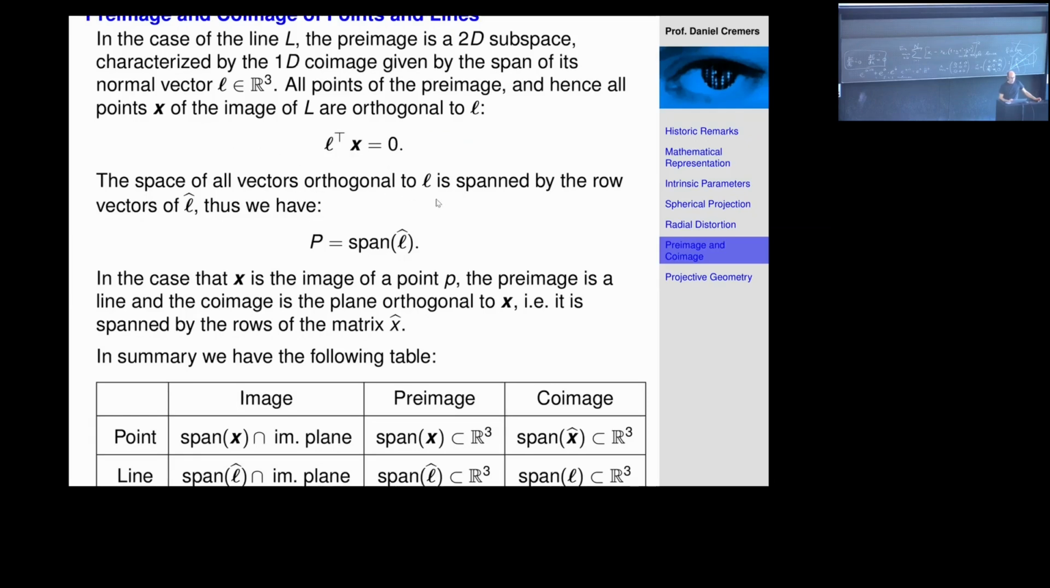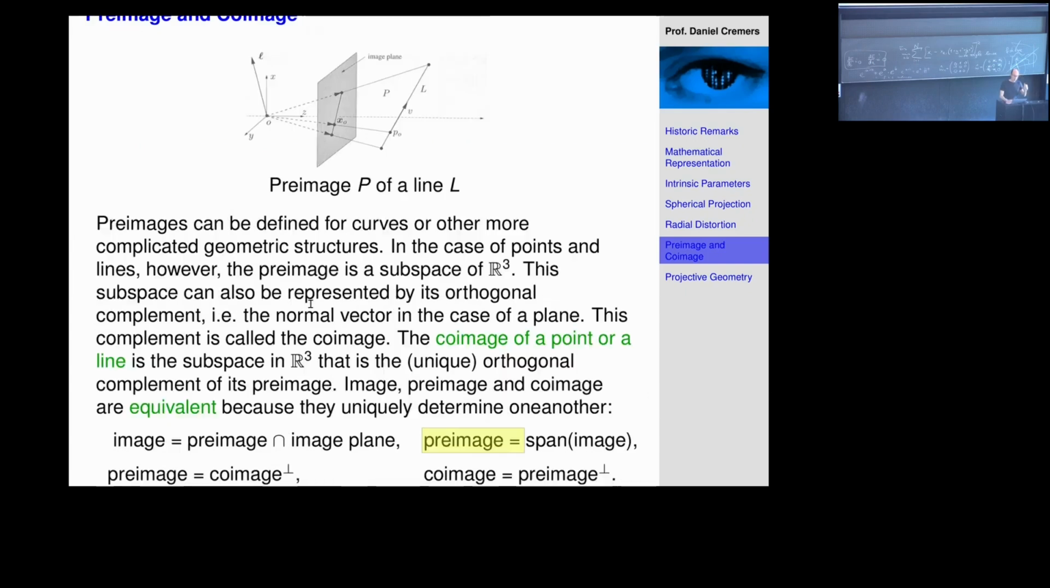The space of all vectors orthogonal to L is spanned by the row vectors of L hat. So this is one way to get orthogonal complements. I mentioned here the pre-image is the orthogonal complement of the co-image. Now, how do you compute the co-image if you have a vector L that defines the normal? How do you get the two vectors that make up this plane here? It's very easy. You compute this L hat.